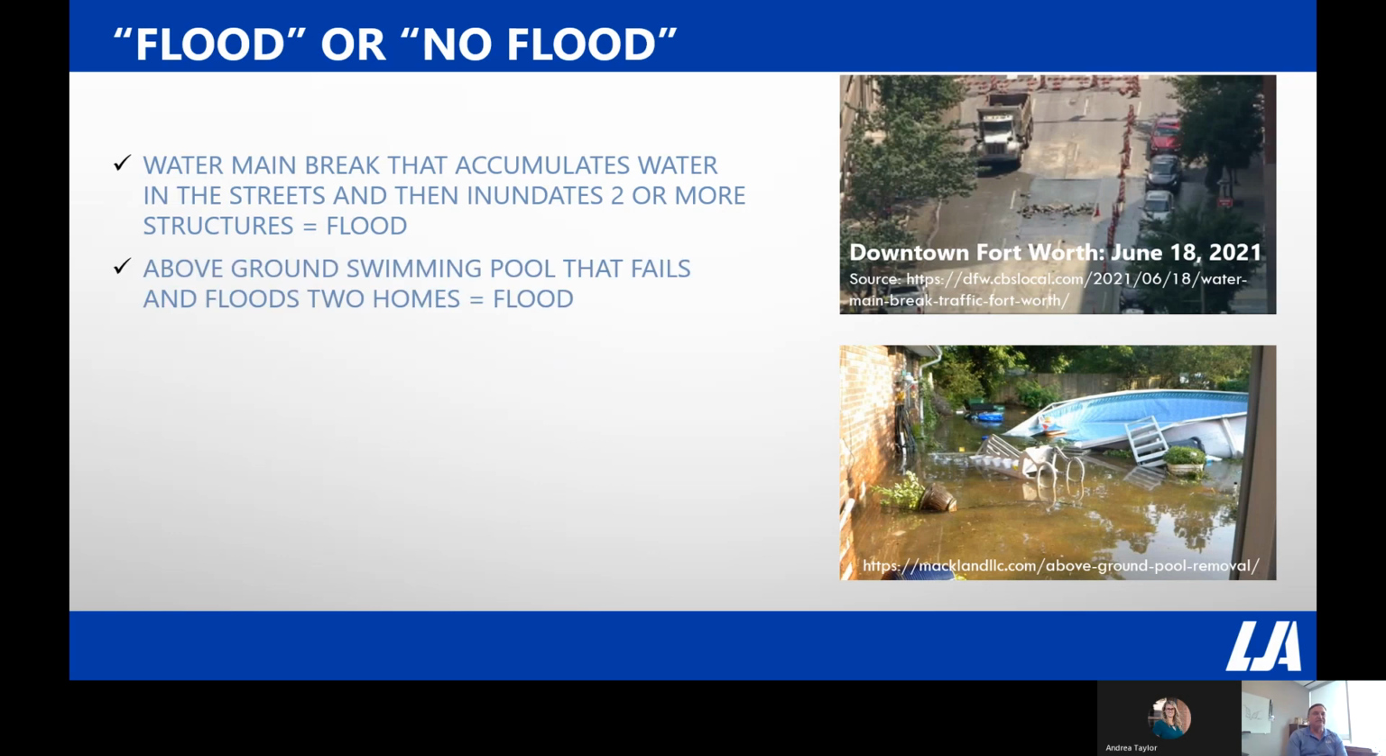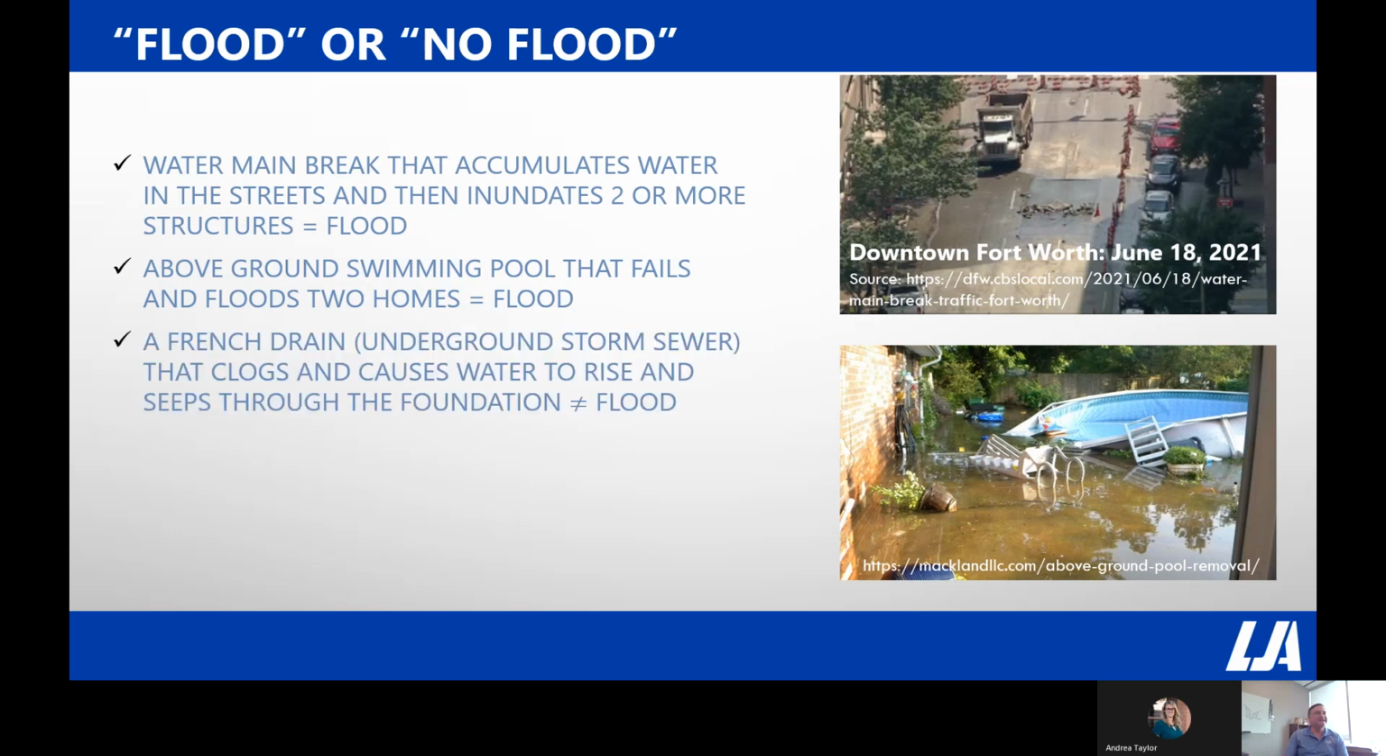And the same, if this above ground pool breaks and it floods 2 or more structures, that would also be considered a flood. But the insurance adjuster would probably come back to the homeowner and make a claim against the homeowner's insurance for the pool breaking. But let's say you have a French drain that clogs. So you have a below ground drainage structure and it clogs and it causes water to rise, but that water does not accumulate on the surface, but still enters the house through the slab, then that would not be considered a flood and you couldn't make a claim against flood insurance.